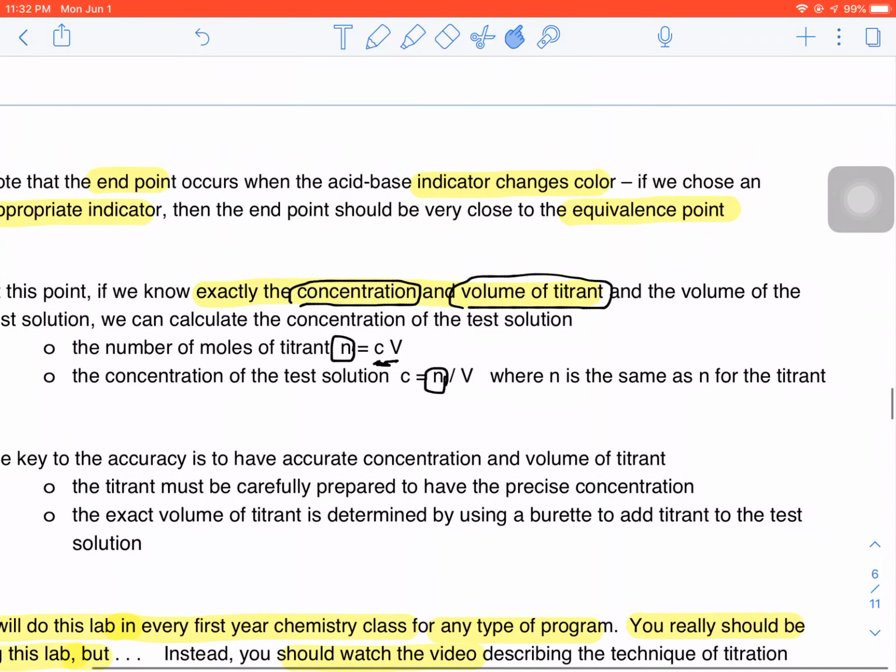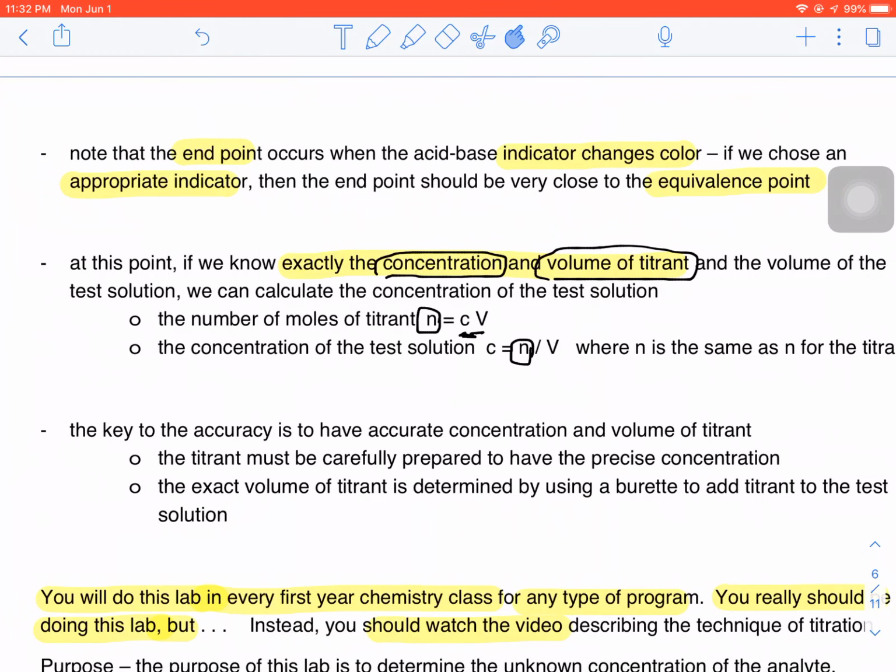So there are two solutions here. One is the titrant, the one that I have a known concentration for. The other one is called the analyte, and you're going to see that word coming up in a few moments. That's the unknown, the one that we're testing, the one that we're trying to figure out the concentration of.